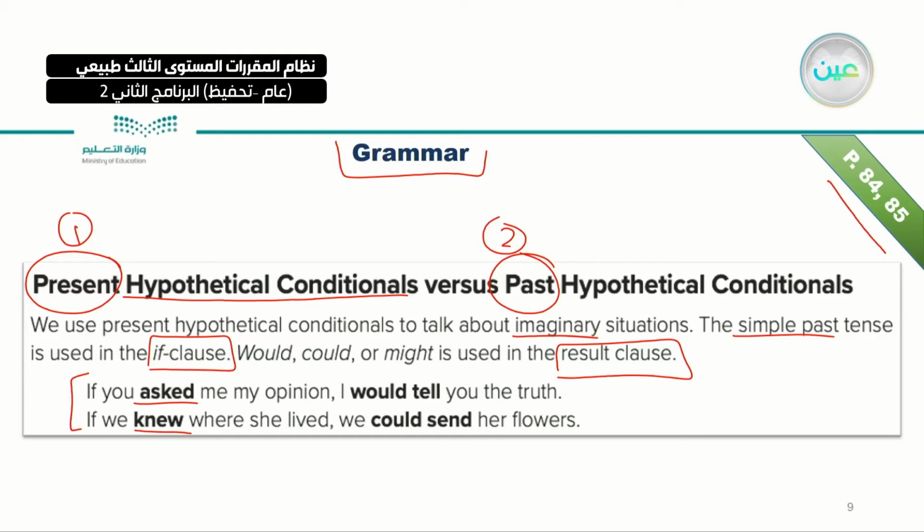What about if we knew where she lived? What will happen actually? We could send her flowers. Again, an unreal situation. This is the first one. We talked about the present hypothetical condition, talking about imaginary situations. Good.